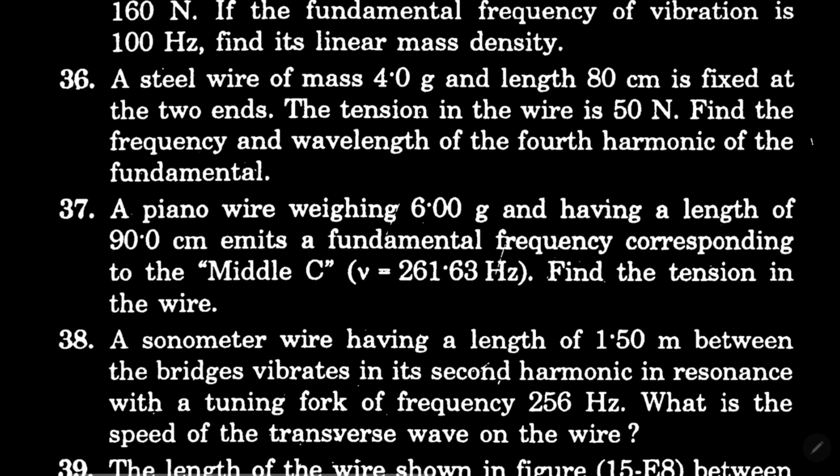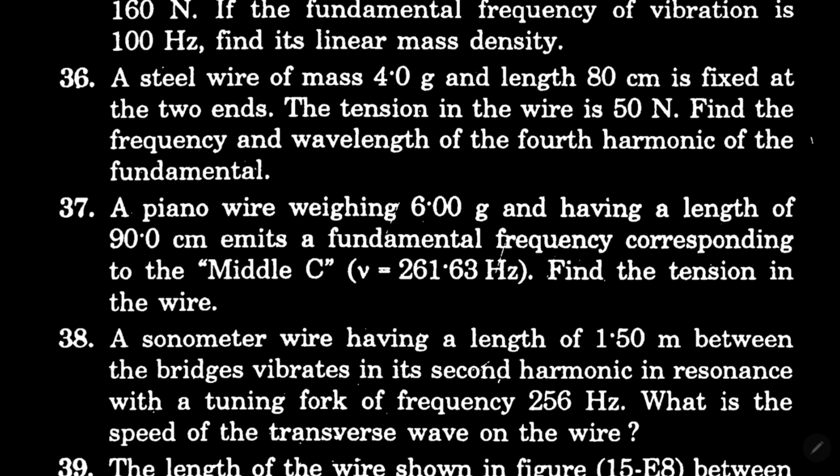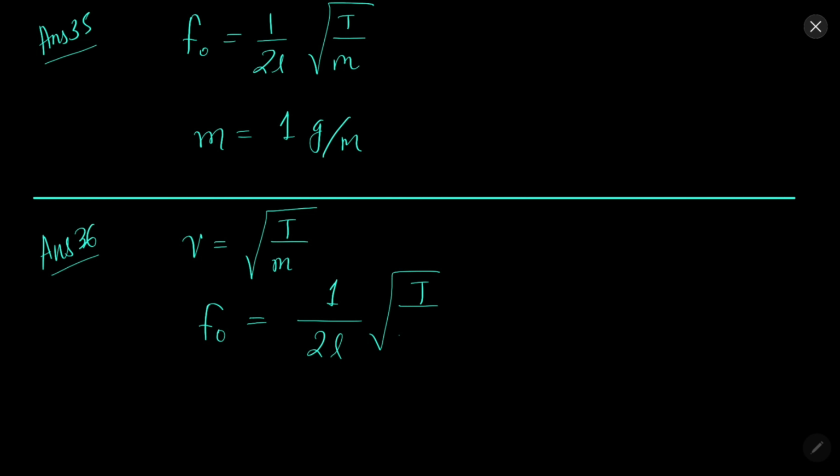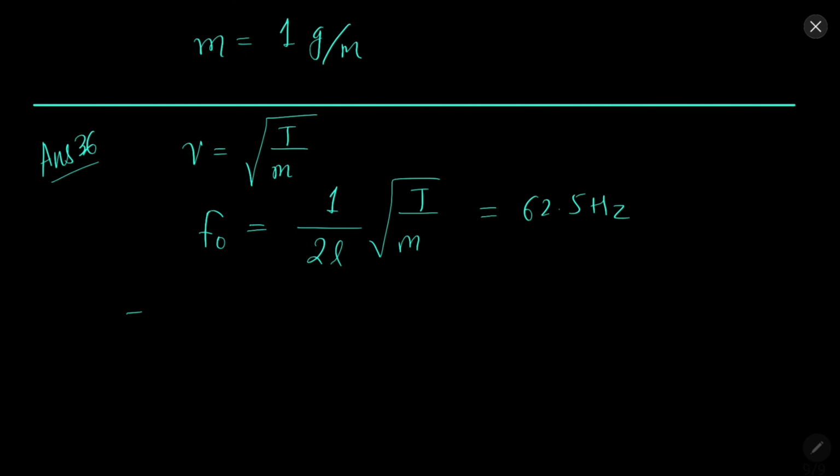In question 36, we have a steel wire of some mass. The tension in the wire is 50 Newton. We need to find the frequency and the wavelength of the fourth harmonic of the fundamental. Solution 36. So we know that velocity is root t over m and fundamental frequency is 1 over 2l root t over m. It will come out to be 62.5 hertz. So the first harmonic will be 62.5 hertz.